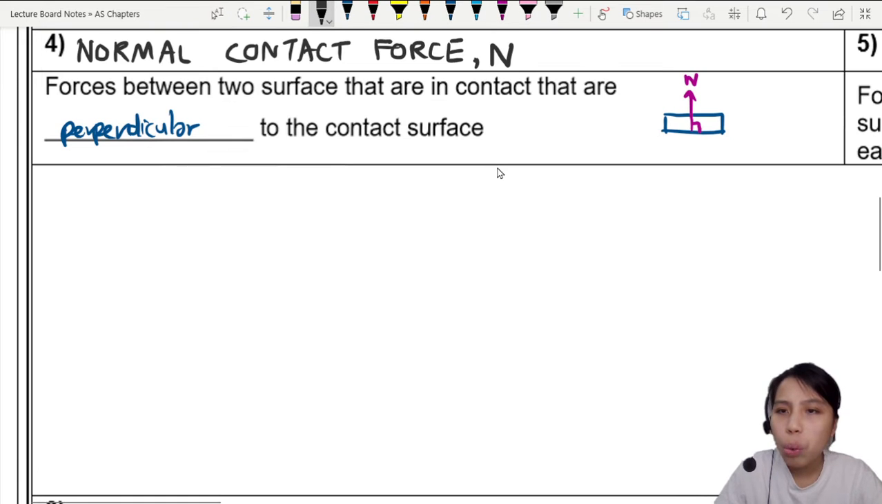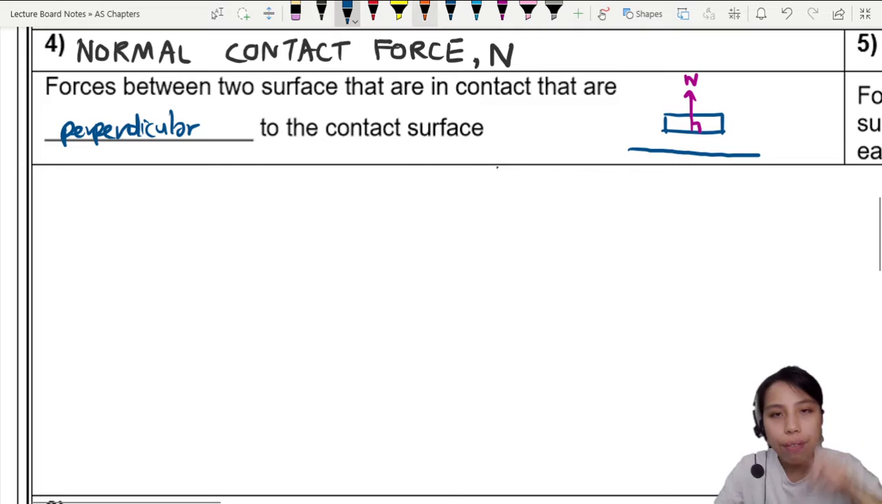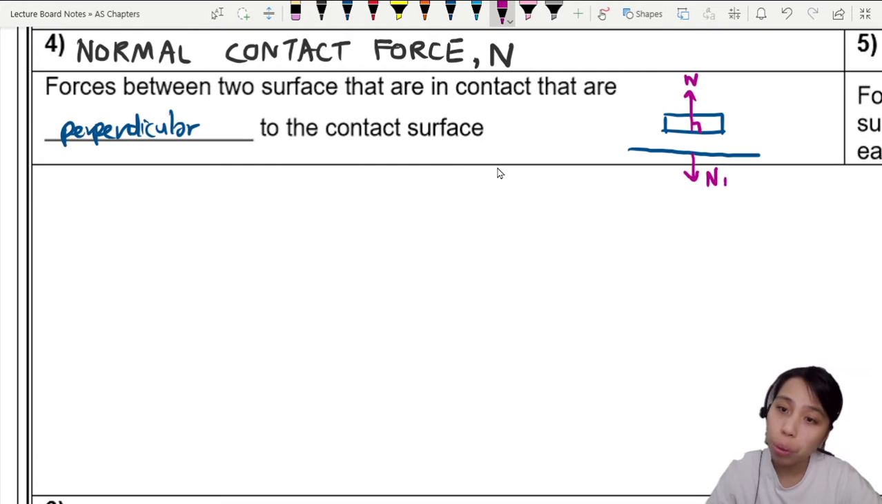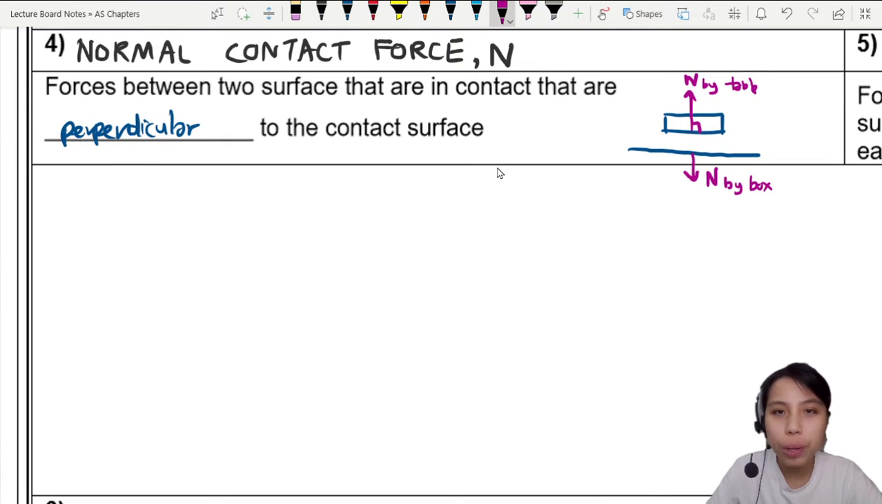You might be saying, Miss, well, what about the table? Isn't there a force on the table? Yes, there is. If I draw just the table, the book will push the table downwards, and this is the normal contact force also, by the book or box. The one pointing upwards is the normal contact force by the table. These two are what we call Newton's third law pair, equal magnitude, opposite direction. Sounds familiar, right, from dynamics?